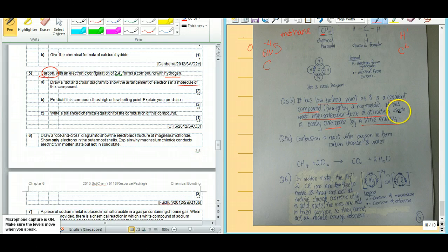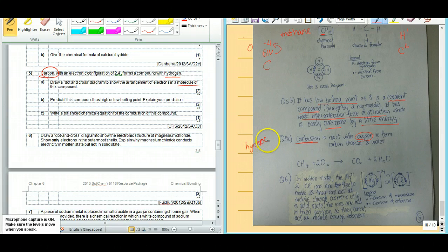And lastly, write a chemical equation for the combustion. When we talk about combustion here, we normally talk about reacting with oxygen. But what is the product here? When we talk about combustion of your methane or any of these, we call them hydrocarbons. That means compounds made of carbon and hydrogen only.